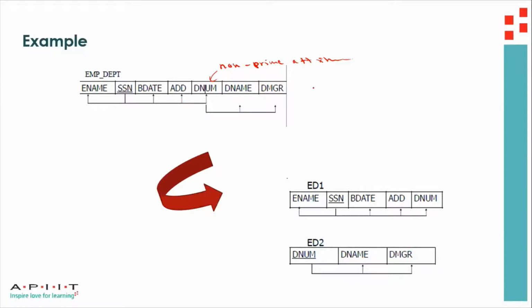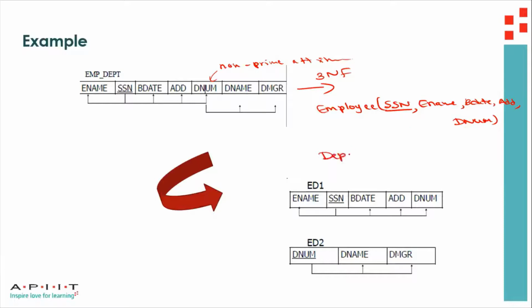So what can we do? We can make it third normal form. We can have a separate relation for employee, and we have SSN, that's the primary key, e-name, and then date of birth, B-date, and the address. I don't have space here. And then the department number, because we want to track which department this particular employee is working in.